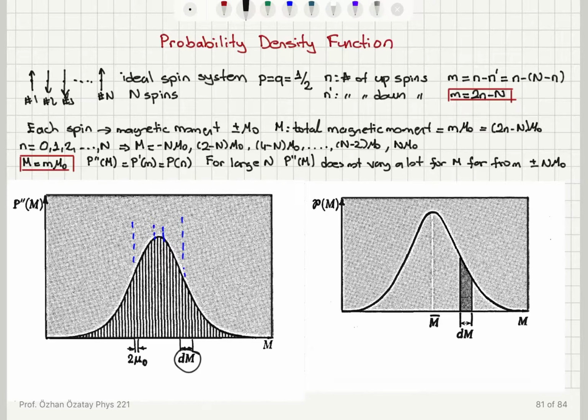Okay, and how do I calculate this probability distribution? Basically, what is this plot that I have here? Well, this plot is just P double prime of M, which is the same as the probability distribution for the total magnetic moment number, the same as for N, which is the combinations of capital N objects taken N at a time, p to the N, q to the N prime. It's the binomial distribution.